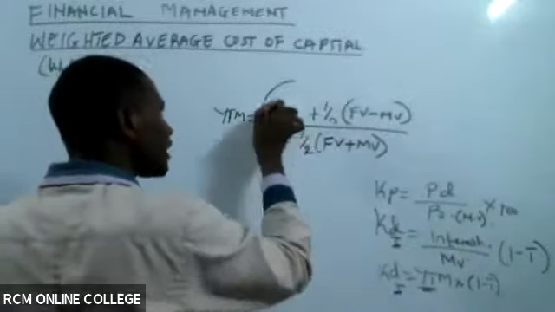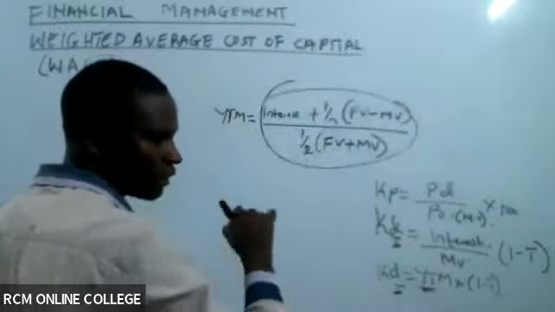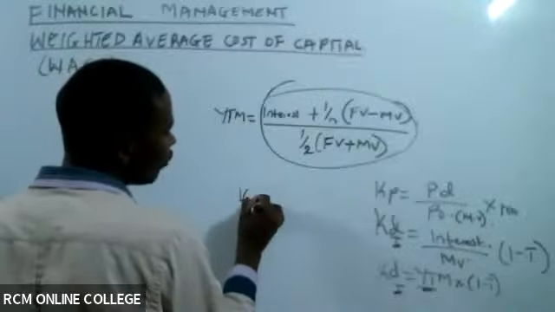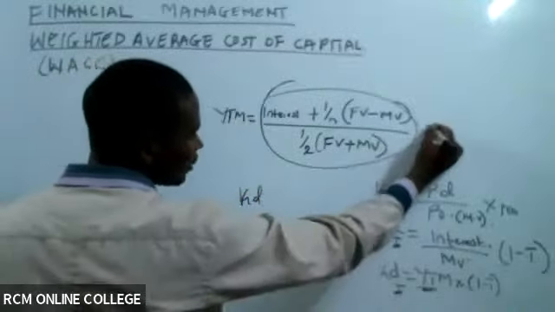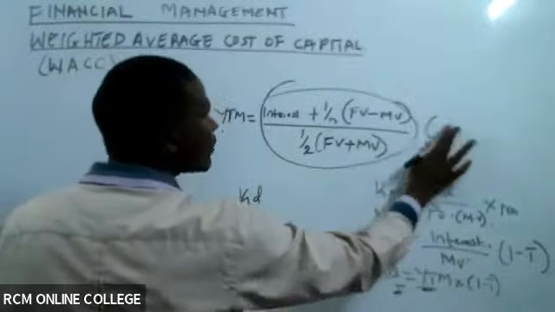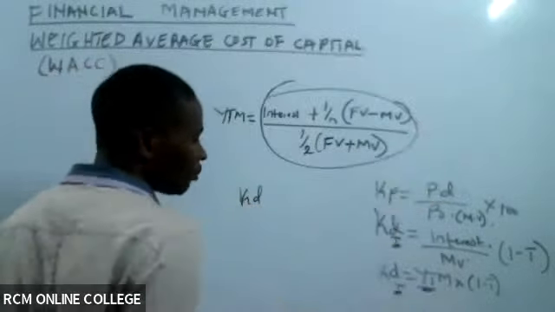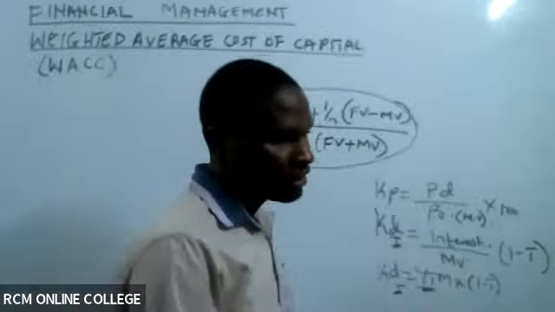Now, this computes YTM alone. If you want to get the KD of that, remember you have to adjust for tax, 1 minus tax. So KD ndio unakuja unafanya nini? Una adjust for tax. So is that recap okay?